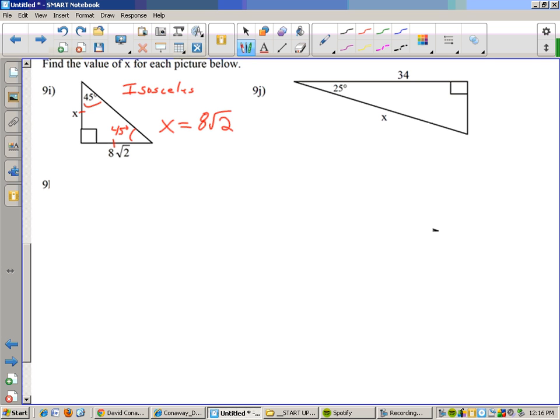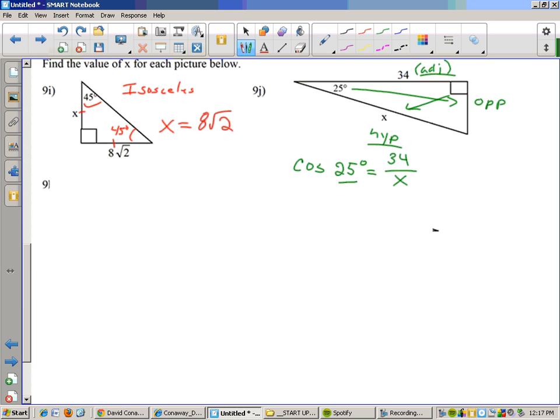Good. All right, in 9J, we have a 25-degree angle. Is 34 opposite, adjacent, or hypotenuse? If you're ever confused about it, always look for opposite and hypotenuse first because they're easy. Hypotenuse is always across from the 90. So that leaves 34 to be adjacent. So if I'm going to use adjacent and hypotenuse, then I need to use cosine. So I'm going to say cosine of 25 degrees equals adjacent, which is 34, over hypotenuse, which is x.